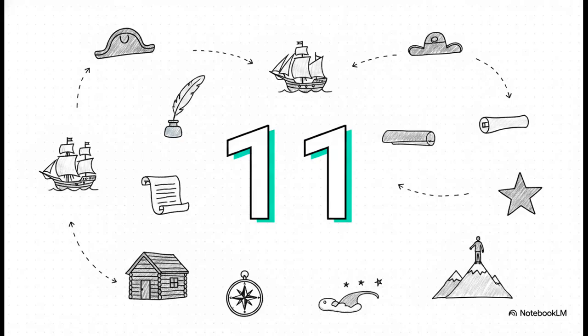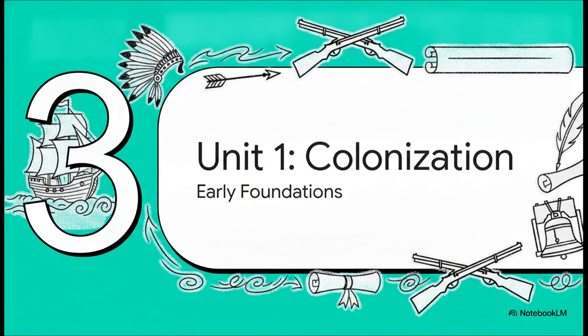So, yeah, that is 11 action-packed units, 11 completely distinct chapters where we aren't just sitting back and observing. We're actually going to step into the shoes of the people who lived this history. We want to really understand their triumphs, their day-to-day challenges, and the incredibly tough decisions they had to make. Which brings us to Section 3, Unit 1, Early Colonization.